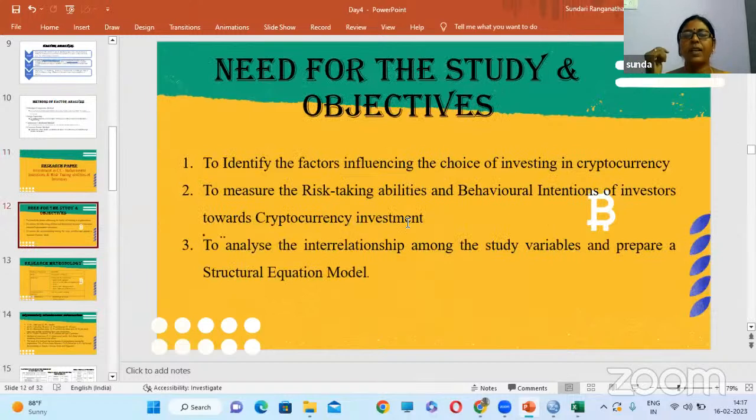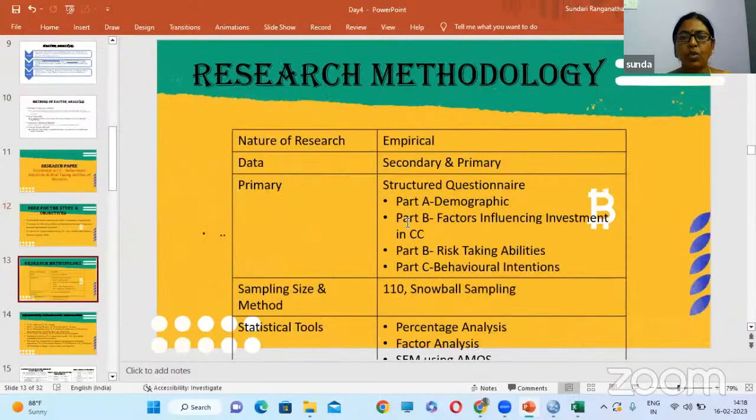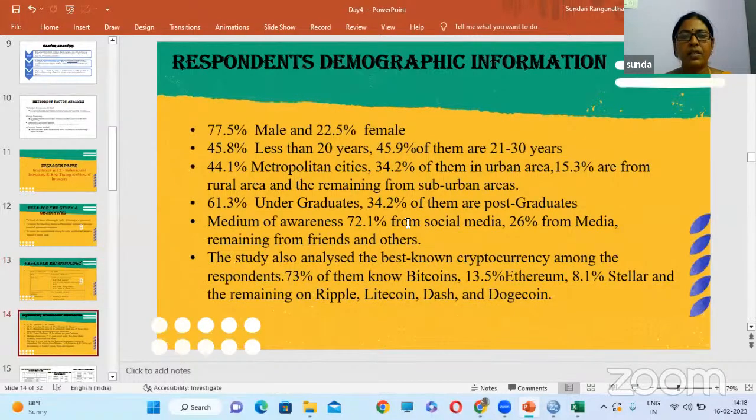I wanted to identify the factors influencing the choice of investing in cryptocurrency. I wanted to measure the risk-taking abilities and behavioral intentions of the investors. And I also wanted to measure the interrelationship among the study variables. These are the three objectives in my study. So I am describing the statistical tools and the other things. All these we have to do while preparing our research paper.